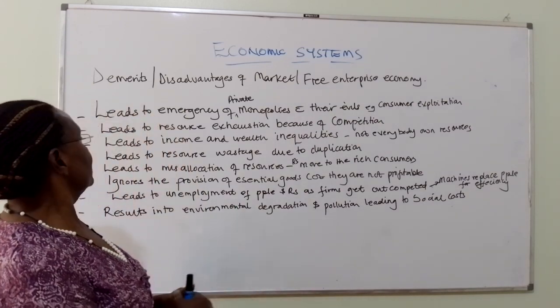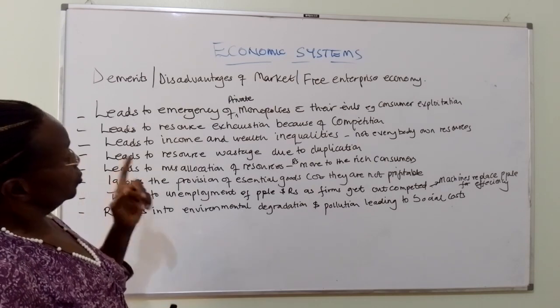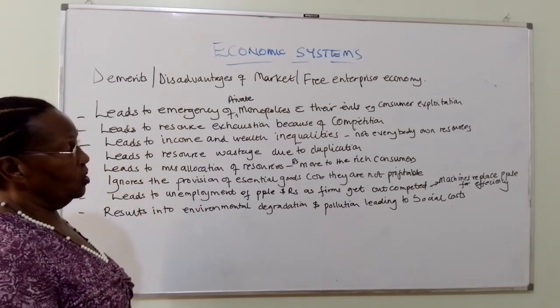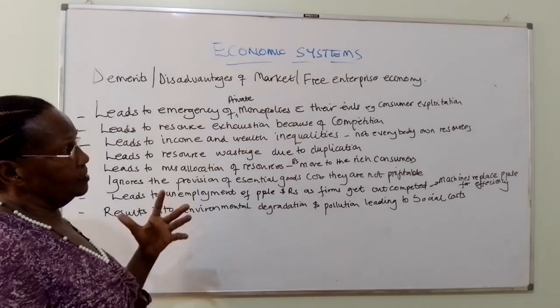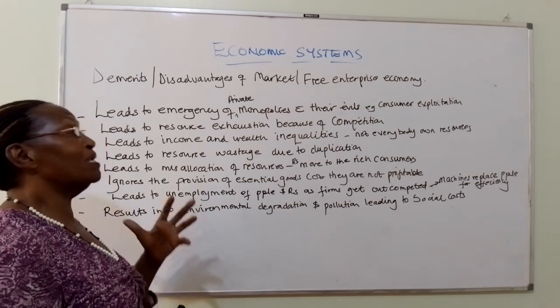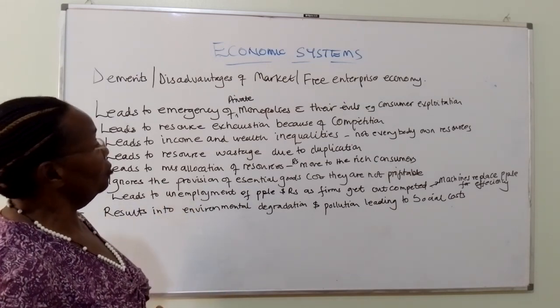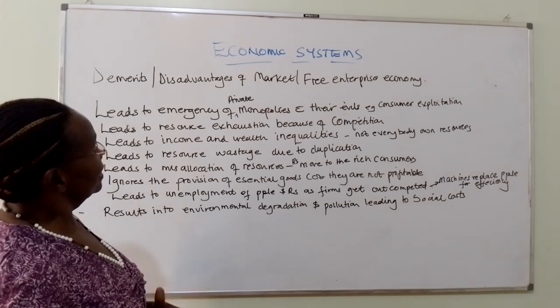are inefficient. Then we have resource exhaustion because of competition. We have seen in the features that this economic system allows many participants in the production of goods and services.